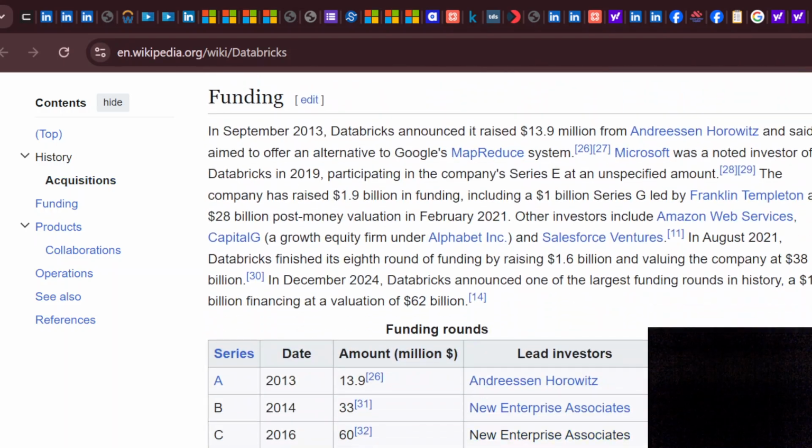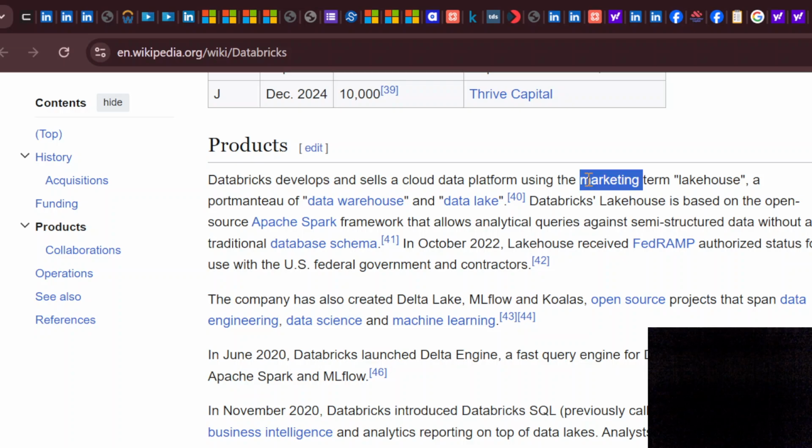So the cloud is a marketing term. Lakehouse is a data warehouse.